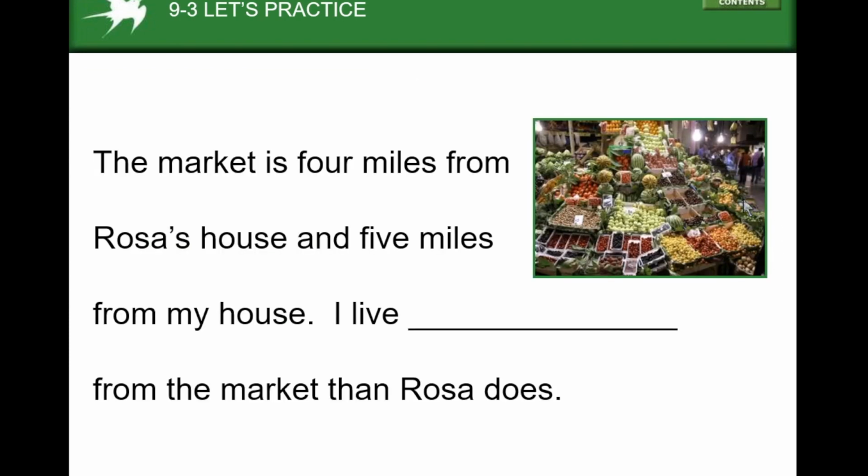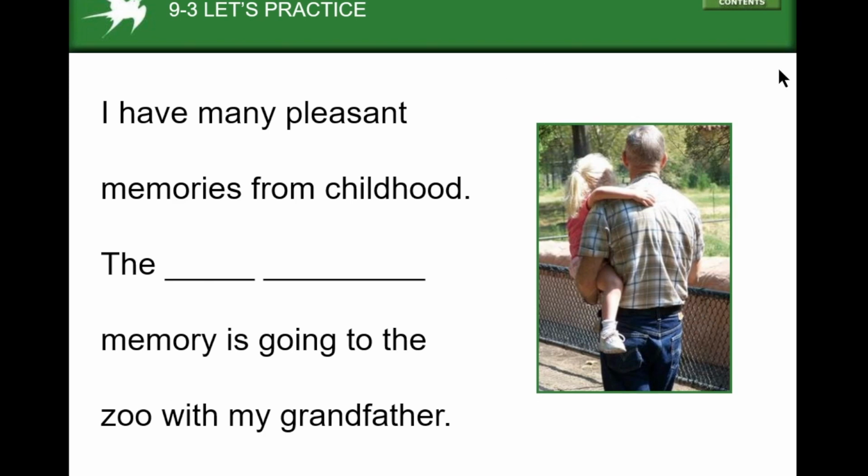Next. The market is 4 miles from Rosa's house and 5 miles from my house. So I live... Terrific! Farther or further from the market than Rosa does. Here we use farther or further to compare physical distance. Next, I have many pleasant memories from childhood. The most pleasant memory is going to the zoo with my grandfather.